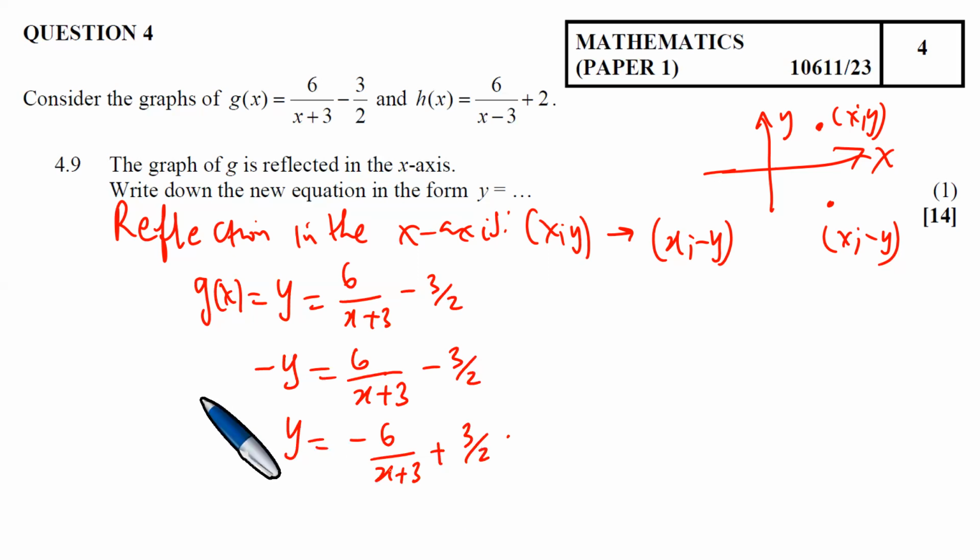So now the graph of G is reflected in the x-axis. Write down the new equation in the form y equals this. It is actually minus 6 over x plus 3 plus 3 over 2, and that is the answer. Next question.